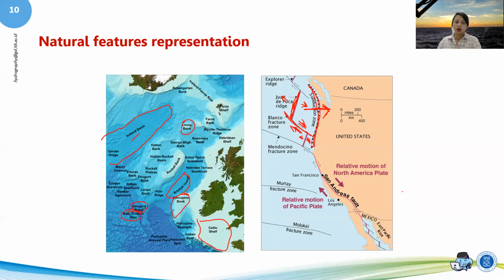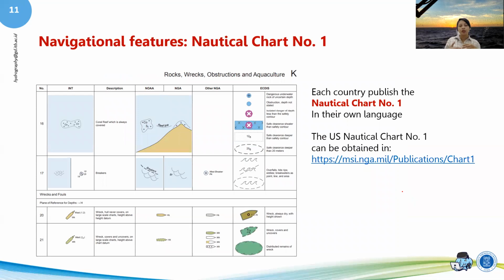Okay. So we want to know as well how the nautical features or the navigational features are represented. Okay, so you can see the representation in nautical chart number 1. Each country publishes its own nautical chart number 1 because they want to have it in their own language basically. And you can try to access the US nautical chart number 1 within this link.